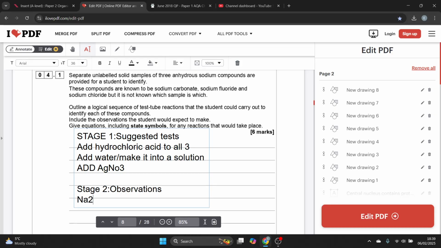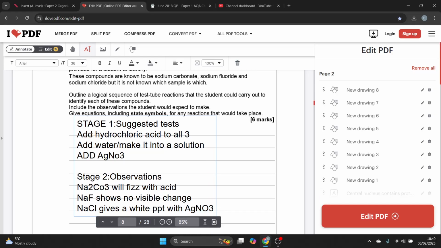Well, Na2CO3, sodium carbonate, what will happen with that? Once we add acid, this will fizz with acid. Sodium fluoride, NaF, shows no visible change. NaCl gives a white precipitate with AgNO3.